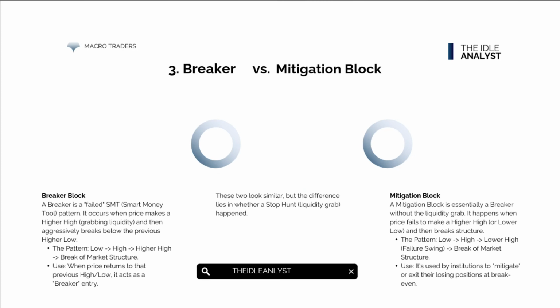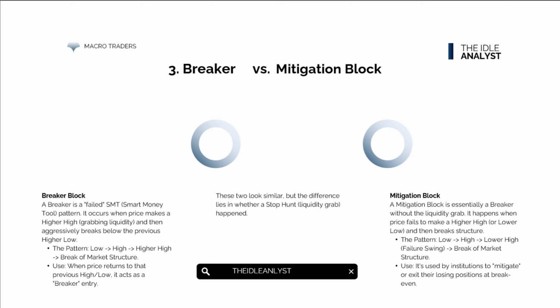A breaker block basically is a failed SMT, smart money tool. It occurs when price makes a higher high, grabbing liquidity, and then aggressively breaks below the previous higher low. The pattern is basically a low, which goes to a high, and then goes to a higher high. The break of the market structure occurs thereafter. When the price returns to that previous high or low, it acts as a breaker entry. Well, these two can look similar, but the difference lies in whether a stop hunt happened.